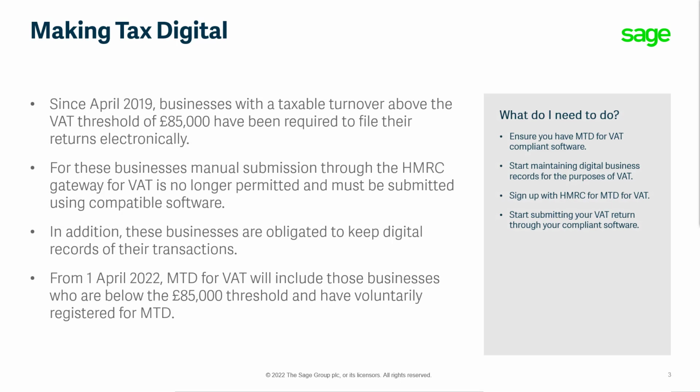So what do I need to do under Making Tax Digital? First, you need to ensure that you have Making Tax Digital for VAT compliance software. You'll then need to start maintaining digital business records for the purposes of VAT. Next, you need to sign up with HMRC for Making Tax Digital for VAT. And finally, start submitting your VAT return through your compliance software.